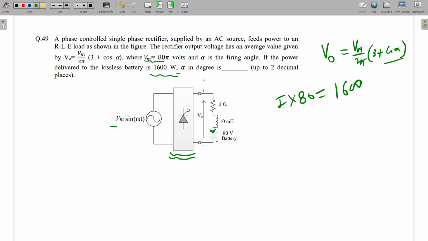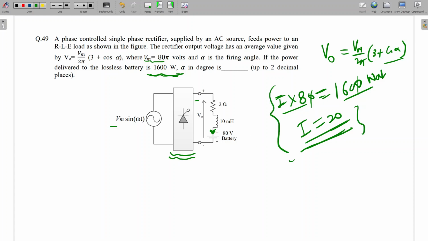So the current will be how much? The zeros will cancel, so I will be 20 ampere. Is it clear? Power delivered to the lossless battery is 1600 watt, which means some current will be here. So that current into 80 volt, V into I, would be equal to 1600 watt. So the current will be 20 ampere. Up to now, is it clear to all?